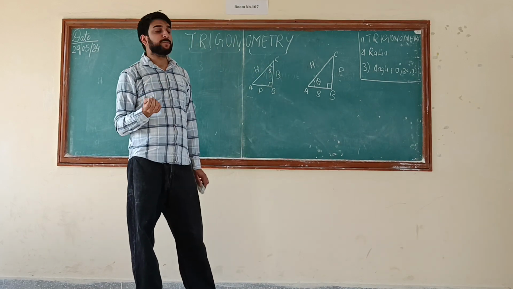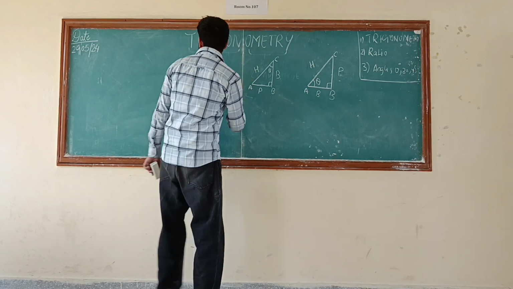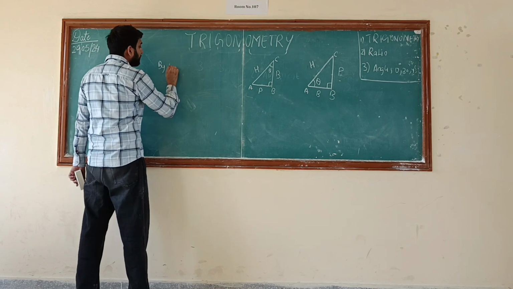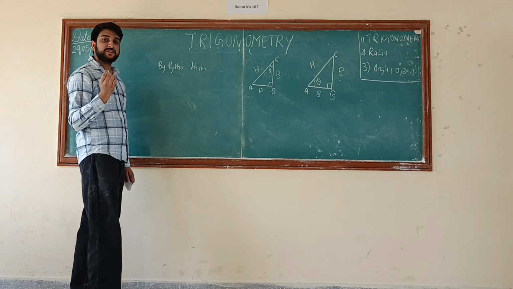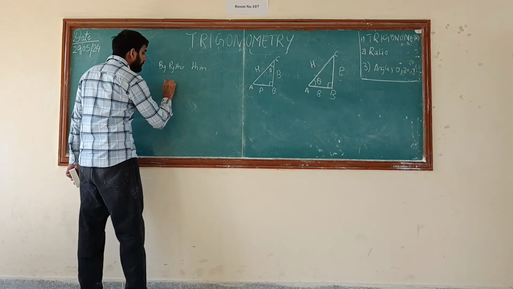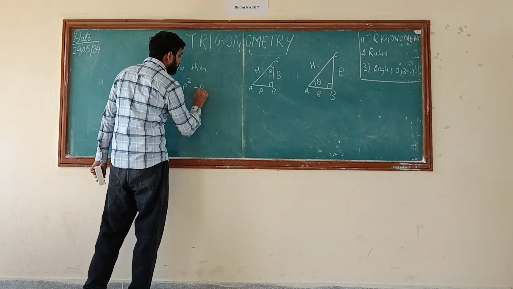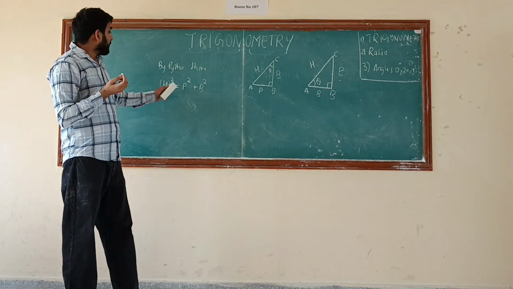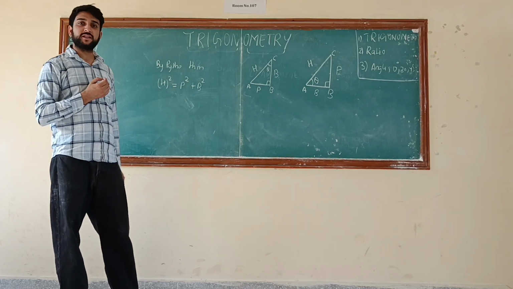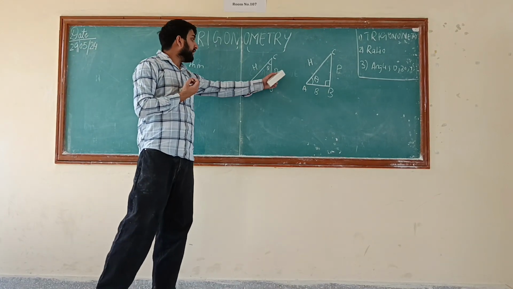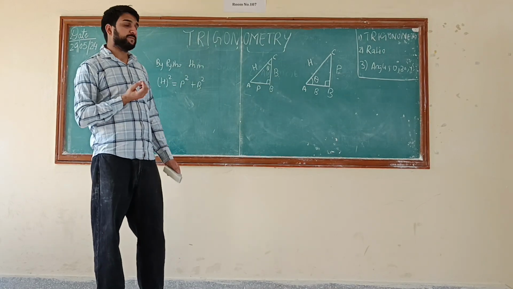We know there is a relationship of these 3 sides which we call the Pythagoras theorem. By Pythagoras theorem, hypotenuse square is equal to perpendicular square plus base square. By Pythagoras theorem, we find the unknown side which was not given in the question. If we are given perpendicular and base, and we have to find the hypotenuse, then we apply the Pythagoras theorem.